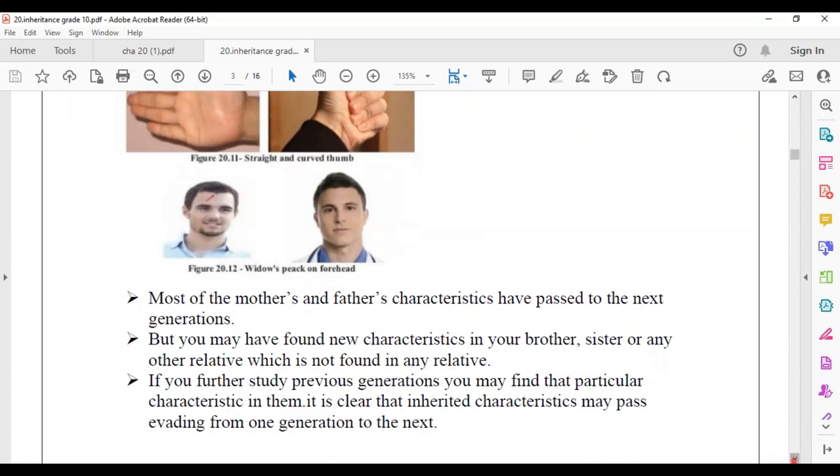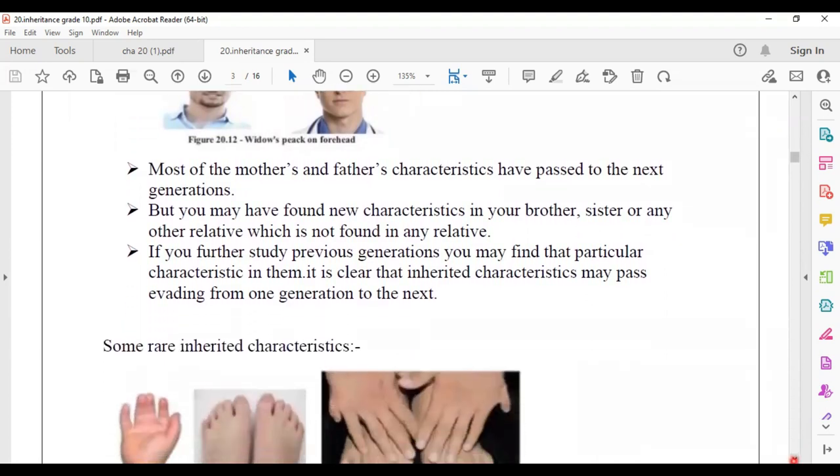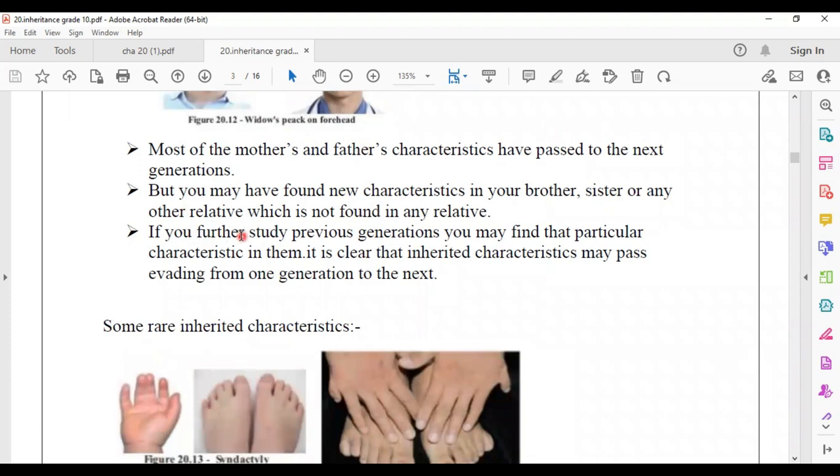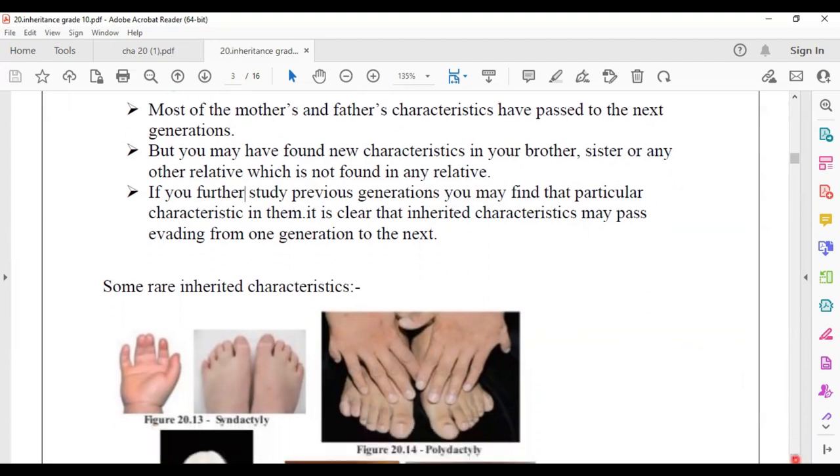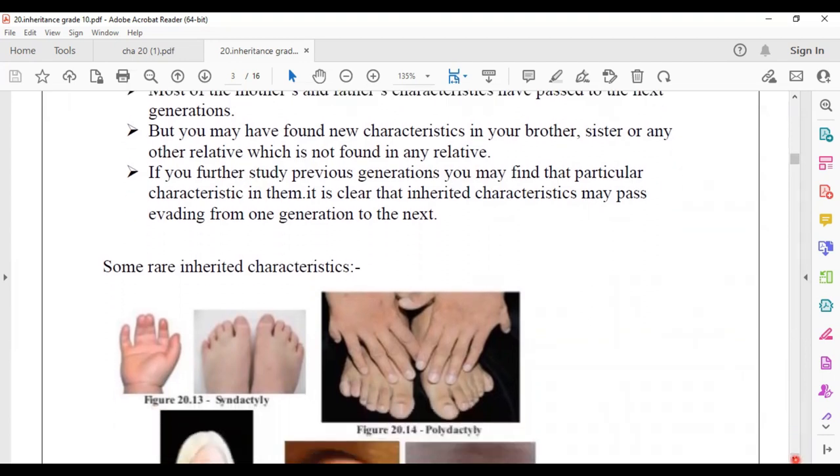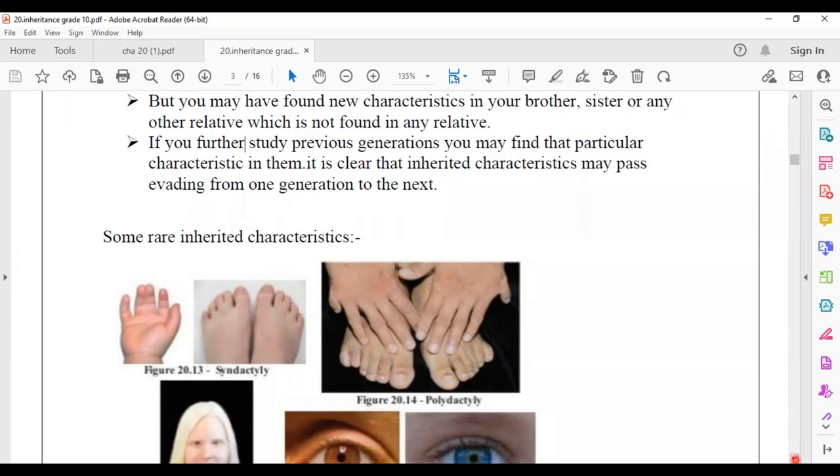Most of the mothers' and fathers' characteristics pass to the next generations, but you may have found new characteristics in your brother, sister, or any other relative which are not found in any other relative. If you further study previous generations, you may find that particular characteristic in them. That is why those people also have those things, because the previous generations had them. It is clear that inherited characteristics may pass, skipping from one generation to the next.